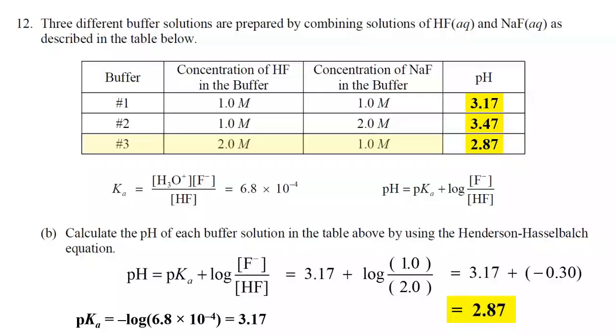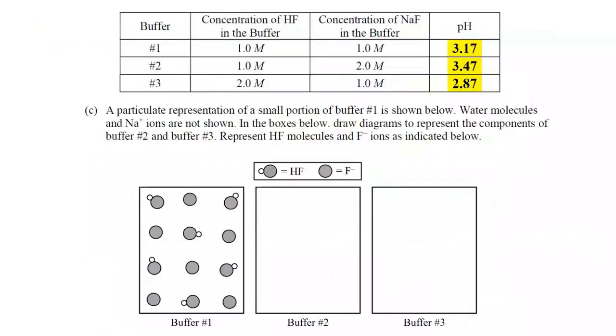All right, let's move on to part C of question 12. It says a particulate representation of a small portion of buffer number 1 is shown below. Water molecules and sodium ions are not shown. In the boxes below, draw diagrams to represent the components of buffer number 2 and buffer number 3. Represent HF molecules and F minus ions as indicated below.